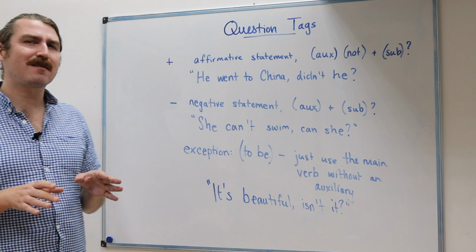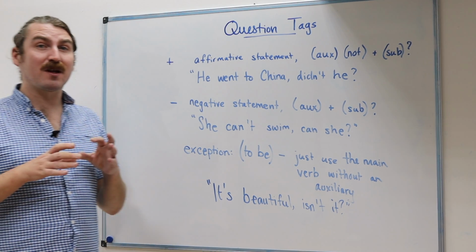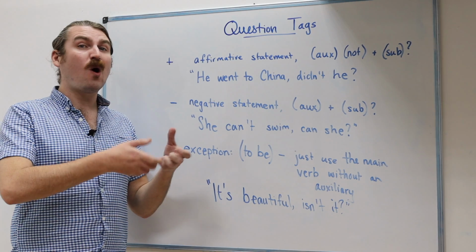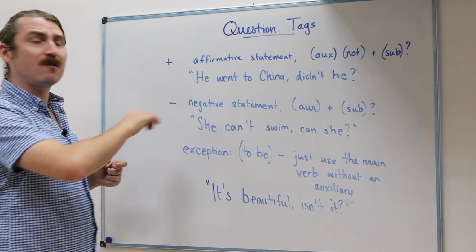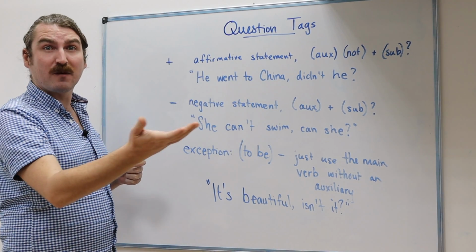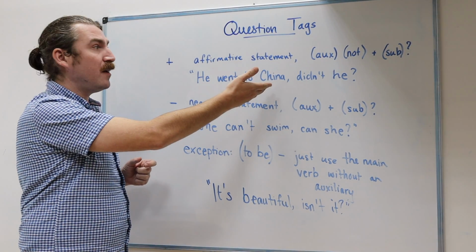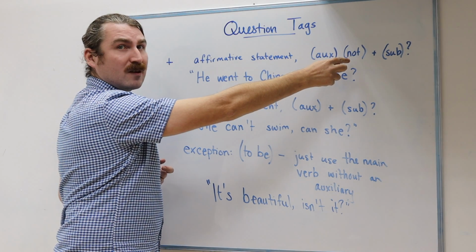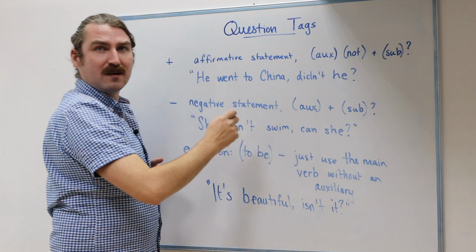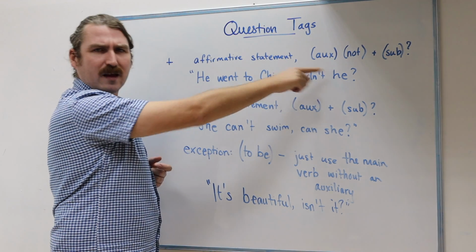Now, we use question tags in English to turn a statement either into a question or to get confirmation on it. And here's how it works. Basically, what you do is you take a statement, for example, an affirmative statement like he went to China, and then you add an auxiliary verb, not, and the subject. He went to China, didn't he?